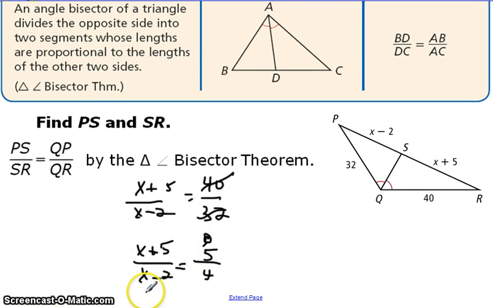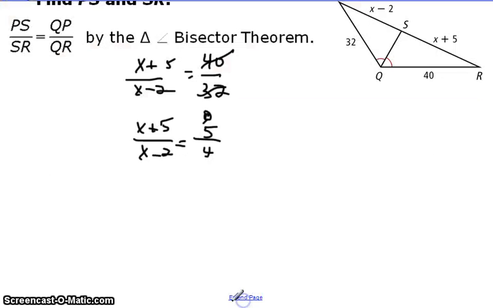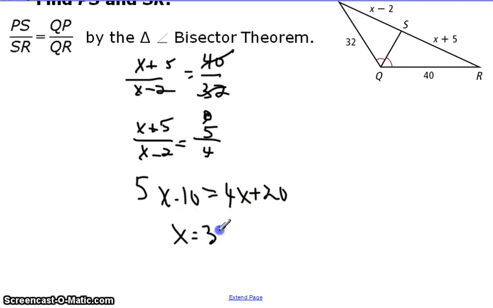Alright, so we're going to have what? Let's extend this. When we distribute here, we're going to have 5x minus 10. When we cross multiply the other side, we're going to have 4x plus 20. So I'm going to subtract the 4x. That will just give me x. I'm going to go ahead and add this 10, which will give me 30.